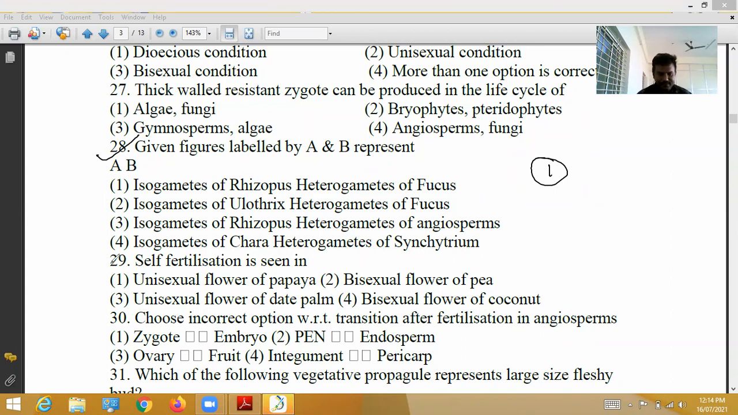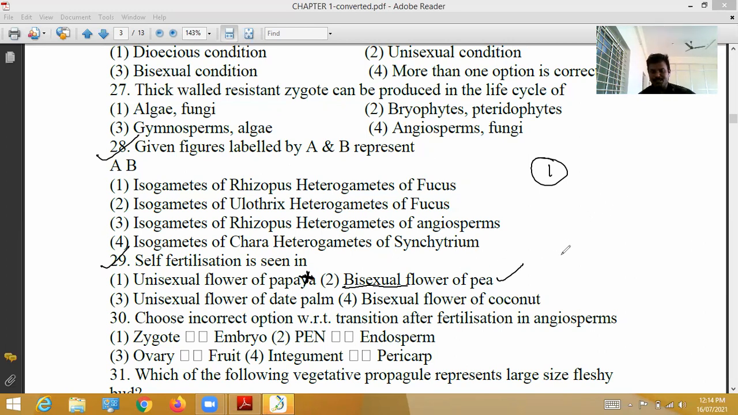Next, 29th question: self-fertilization is seen in. What is self-fertilization? Everybody knows that. It is the transfer of pollen grains from the anther to the stigma of the same flower, or a different flower borne on the same plant. In unisexual flowers of papaya, we cannot see self-fertilization. Option 1 is wrong. See, bisexual flowers of a pea plant. If it is a bisexual flower, then only self-fertilization takes place.